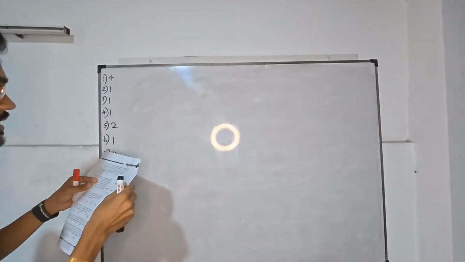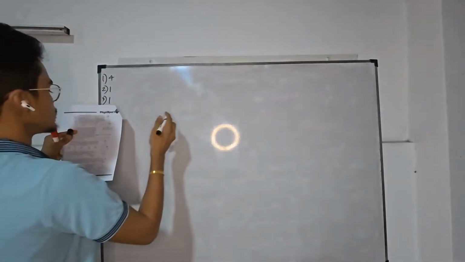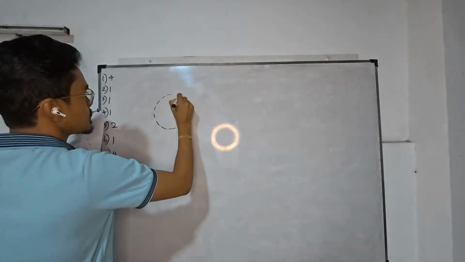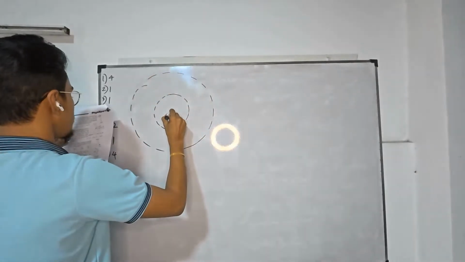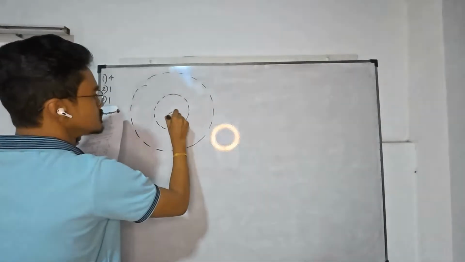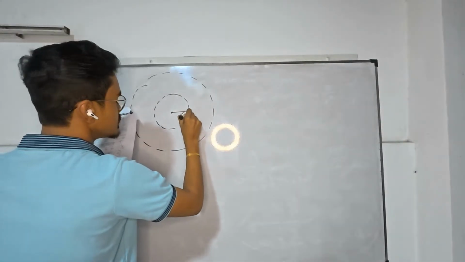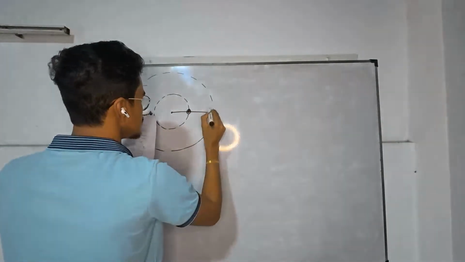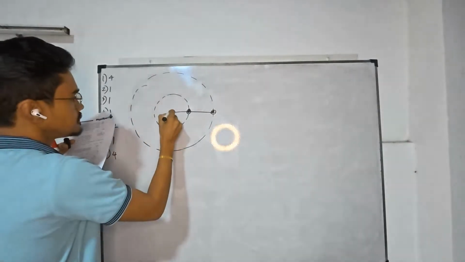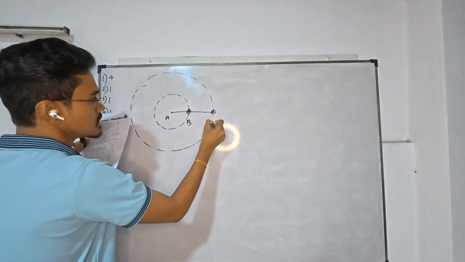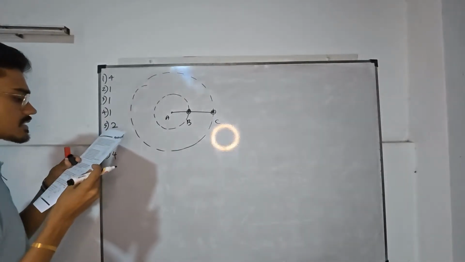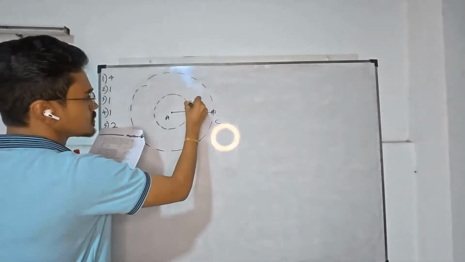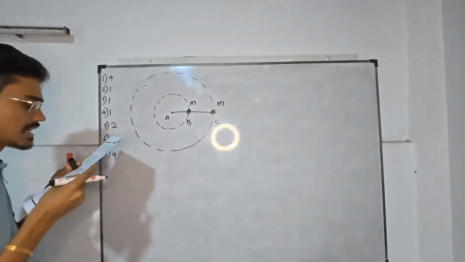Now we have to have a good idea about this diagram given. First we have to get this idea. The mass is here, and this is the second string, A B C. Two small objects of equal masses. Equal masses, so let's consider they are M and M.